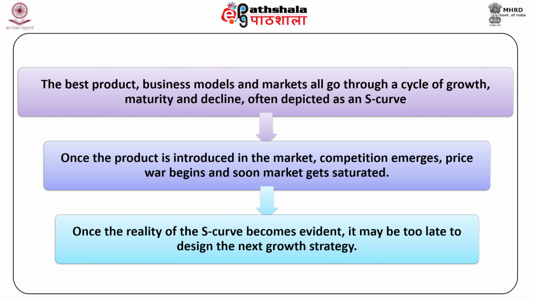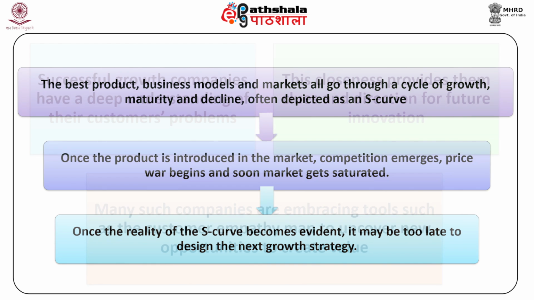The best products, business models and markets all go through a cycle of growth, maturity and decline, often depicted as an S-curve. Once the product is introduced in the market, competition emerges, a price war begins and soon the market gets saturated. Once the reality of the S-curve becomes evident, it may be too late to design the next growth strategy. Therefore, the best companies make innovation a continuous process.